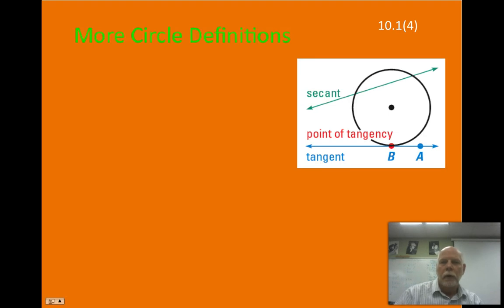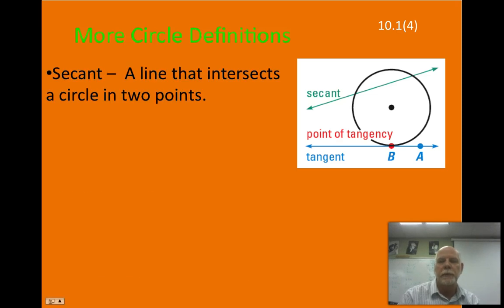Okay? Here are a few more terms, more circle definitions here. And so we have some other lines that we're looking at, specifically a secant line, it is called. A secant is a line that intersects a circle in exactly 2 points. Okay? And so that green line in this diagram is a secant line.